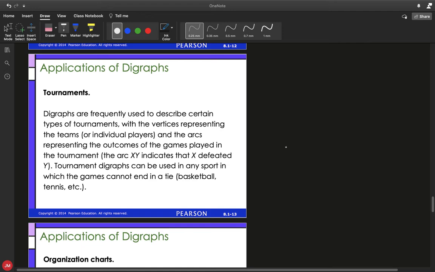Now, in a tournament, obviously, there is not a two-way arc. It's only going to be going in one direction, which is towards that championship. They can be used basically in any sport, though, that doesn't end in a tie. Some sports like soccer, obviously in the World Cup, that's a little bit different, or even football, you could end in ties. So those would not necessarily be examples of where you would use a digraph for a tournament.